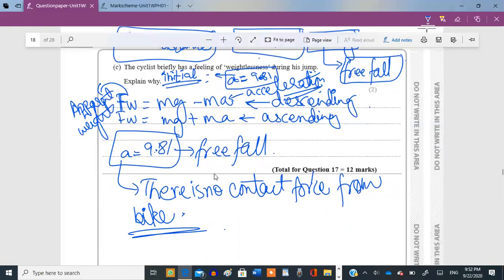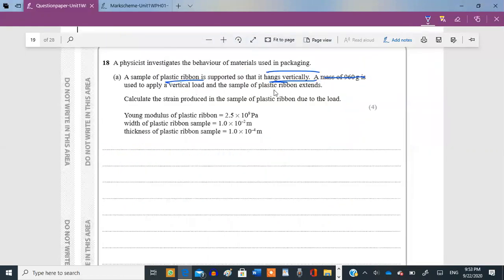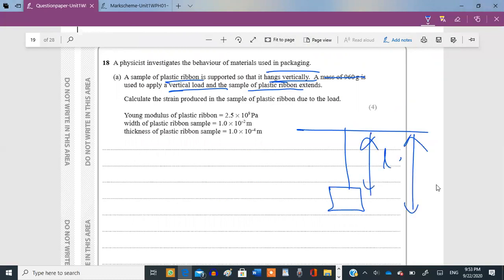Physics investigates the behavior of materials used in packaging. A sample of plastic ribbon is supported so that it hangs vertically. A mass of 960 grams is used to apply a vertical load, and the sample of plastic ribbon extends. So you've got some ribbon, and then there's some load applied. Its initial length was L, and after this load was applied its length increased, and it extended by a certain extension. Calculate the strain produced in the sample of the plastic ribbon due to the load.